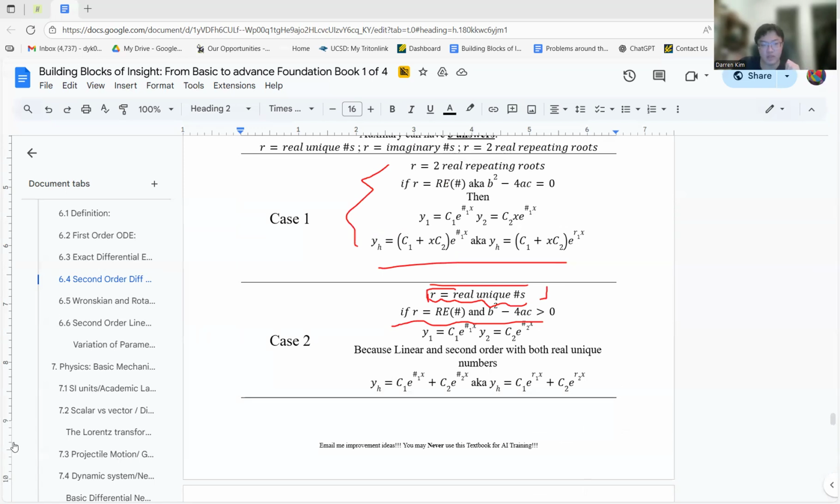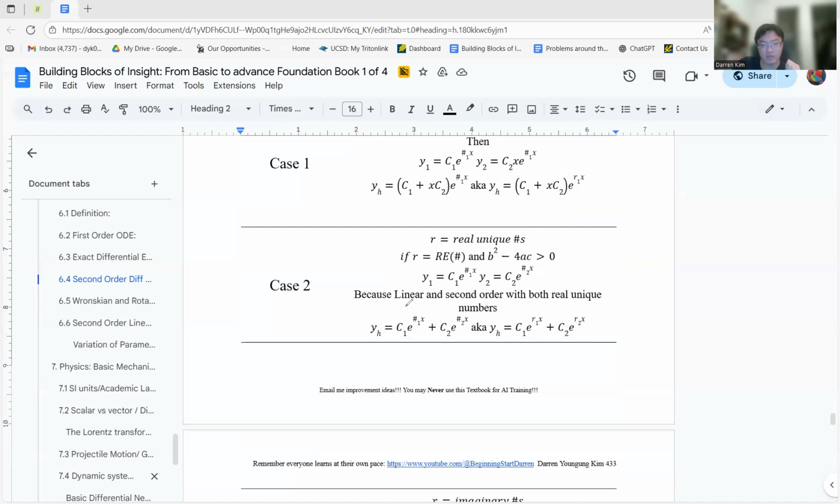Anyway, you get this. And the reason you can add them up is because it's linear and second order. For a linear equation, you can always add solutions. Yes, that's always true. Never forget that. Now, do I like it? Do I understand it? Kind of.